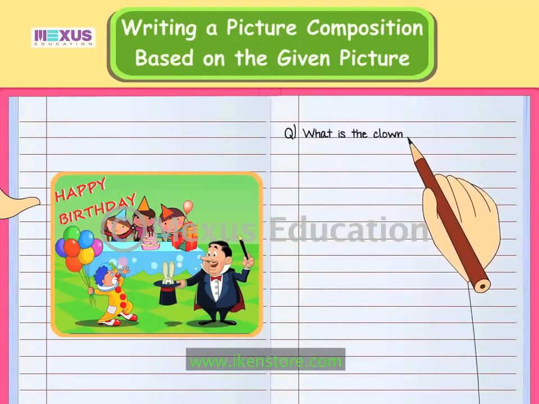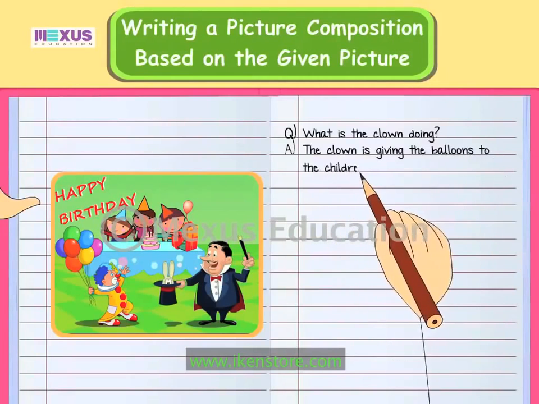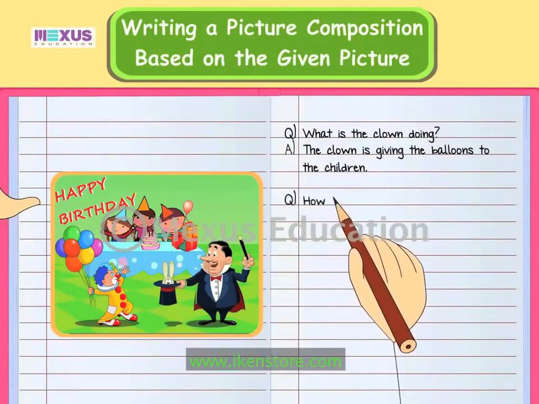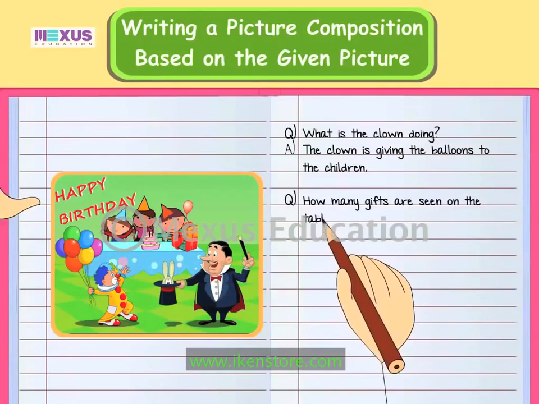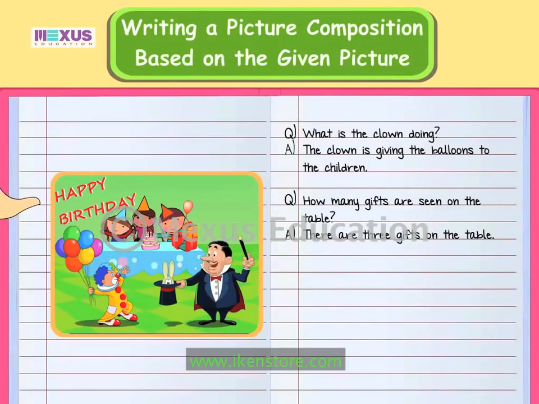What is the clown doing? The clown is giving the balloons to the children. How many gifts are seen on the table? There are 3 gifts on the table. These questions and answers help us describe the picture in detail. Based on these points, we can now write a composition of around 7 to 8 sentences.